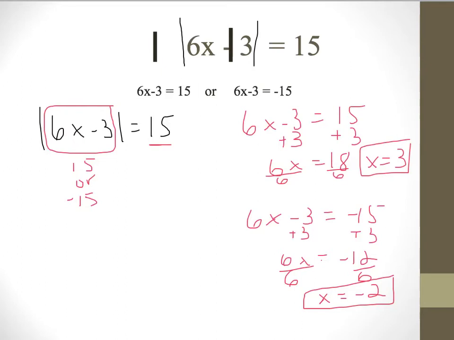Basically, what I just said is that in this number right here, if I plug in 3, I'm going to get +15, just to check, which equals 15. If I plugged in -2 here, I would get -12 minus 3, which is -15. Then the absolute value of -15 is going to end up being 15 as well. So that's why we have two answers.